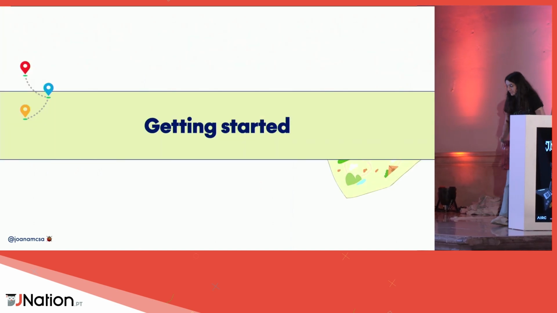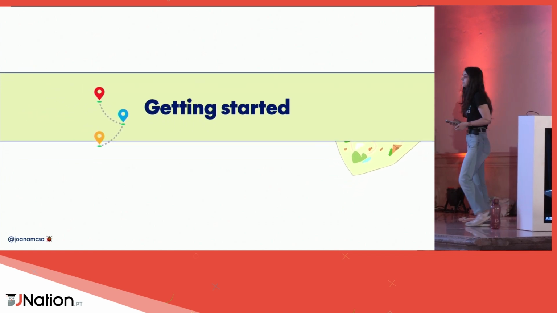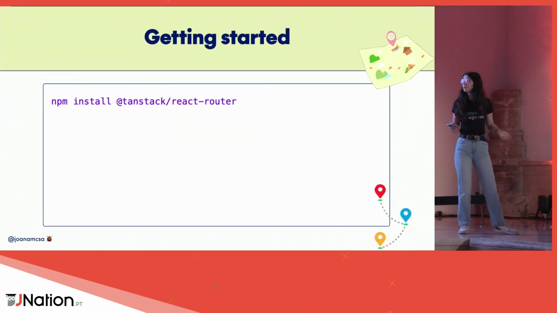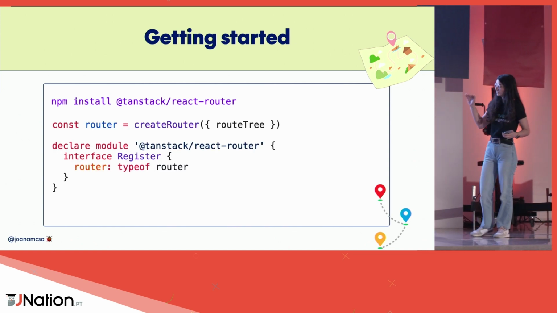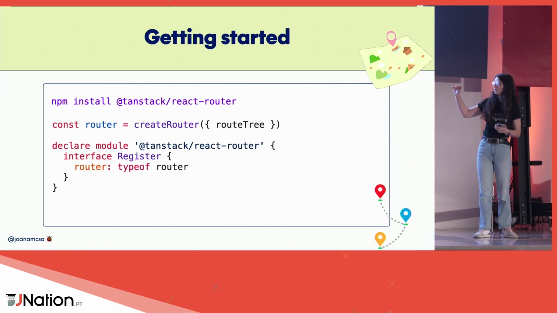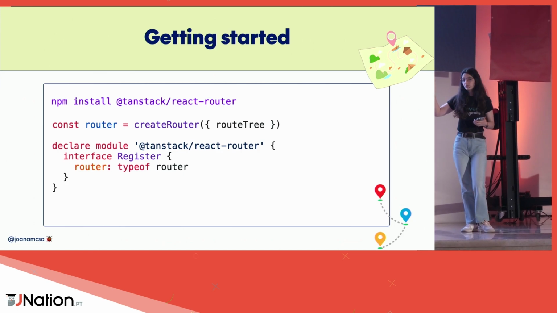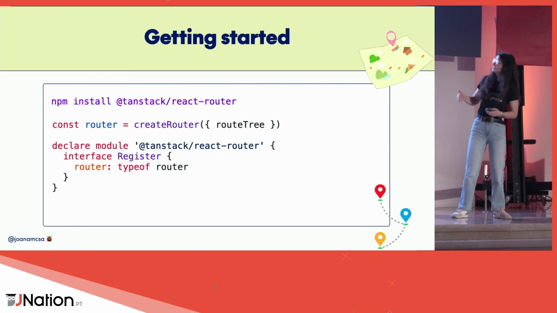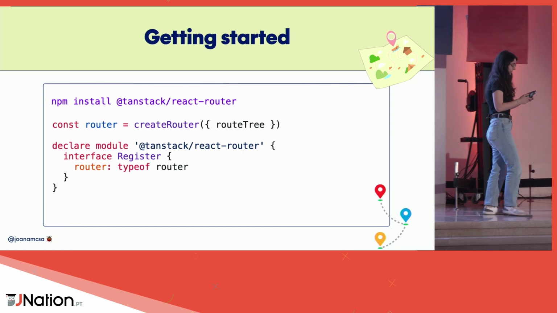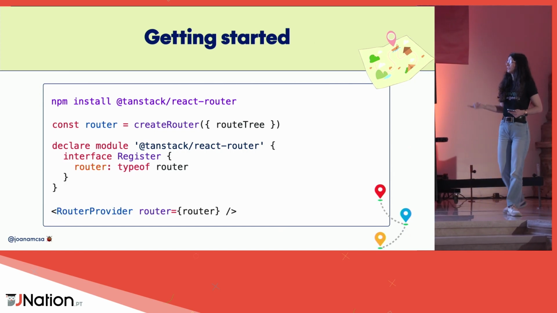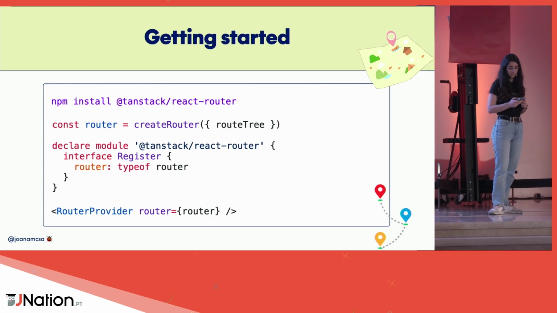Okay, so let's get started. How can we get started with it? First of all, we install the dependency. Then we create the base router, and we tell TypeScript with the declare module lines of code which router to look at. And then we instantiate the router provider with the router that we defined.